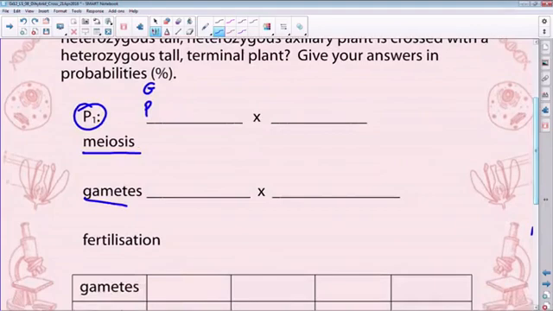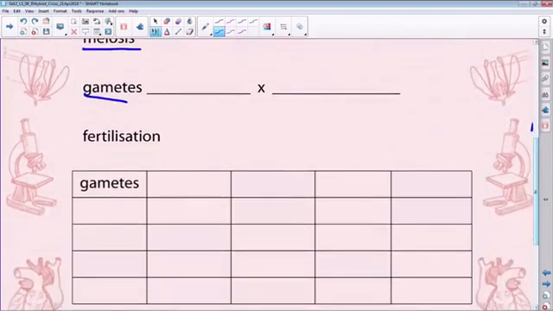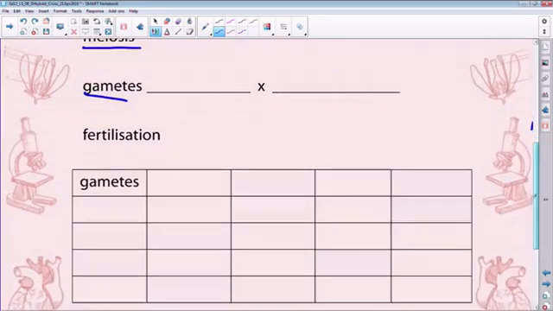Then you've got to mention the word meiosis, and what do you get from meiosis? You get these funny words called your gametes, and you've got to fill out your gametes. Once you've got your gametes, okay, what happens with the gametes? They go through fertilization, right? And that's where fertilization is. And then we get to the crosses.